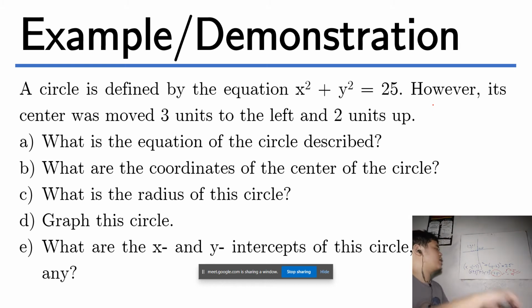This is what we do. It's hard to graph, di ba? So I'll do the same thing. I'll move 5 units down: 1, 2, 3, 4, 5. So that's negative 3. I'll move 5 units to the right: 1, 2, 3, 4, 5, so that's 2. I'll move 5 units to the left, so that's negative 8. And 5 units upward, so that's 7.